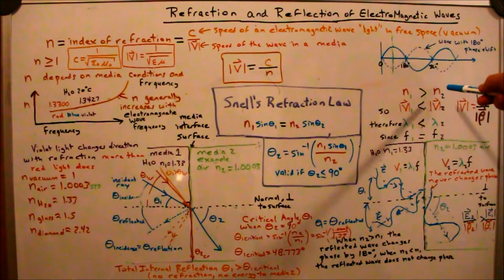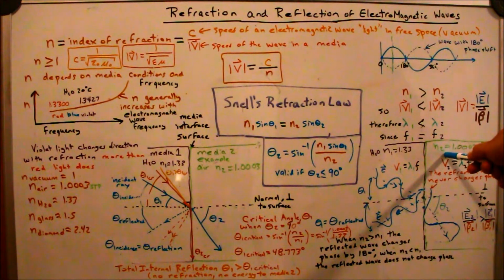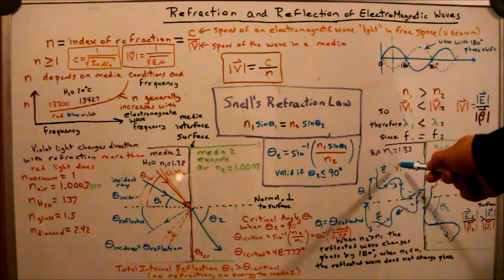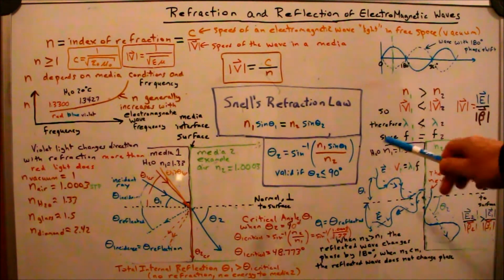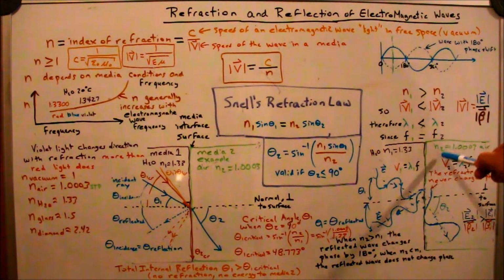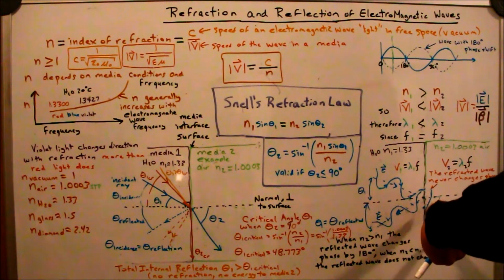Now let's think about velocity. I'm going to a lower index of refraction. So lower index of refraction gives me a higher velocity. So I'm going from a low velocity to a high velocity. Frequency stays the same in both media. And since I'm going at a higher velocity here, I'll get a greater wavelength. So I go from a shorter wavelength to a longer wavelength now.